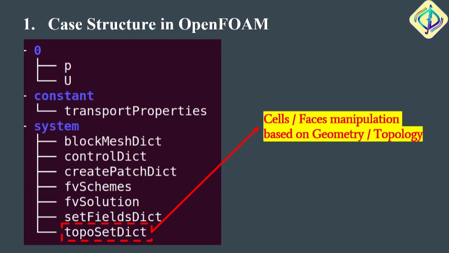Then we have topoSet, that is, in simple terms, topological set. In this, you manipulate cells and faces to create a geometry, or based on your geometry, you can manipulate these cells and faces to make a geometry in simple terms. So you can make geometries using the internal cells and internal faces of your volume. That way you can do it using topoSetDict.